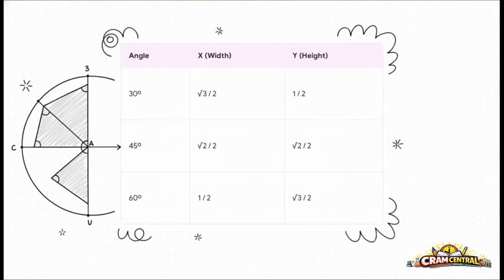Take a 30-degree angle. Its width, or x-coordinate, is the square root of 3 over 2, and its height, the y-coordinate, is exactly 1/2. Go to 45 degrees, and both the width and height perfectly match at the square root of 2 over 2. Bump it up to 60 degrees, and they just flip. The width becomes 1/2, and the height becomes the square root of 3 over 2.